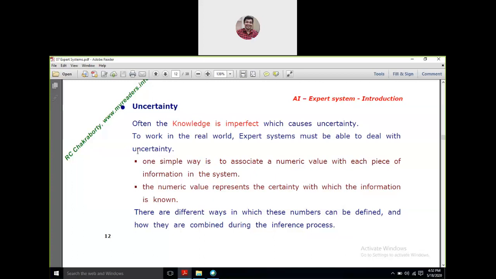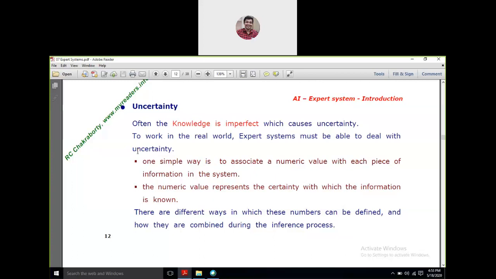So knowledge in most conditions is imperfect, and it has a lot of uncertainty. Why does this happen? Because this knowledge is tacit knowledge, right? This knowledge is tacit knowledge. That means this is within oneself. This is based on the experience of that particular expert. Now, to work in the real world, expert systems must be able to deal with uncertainty.